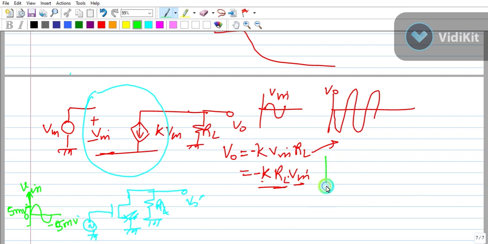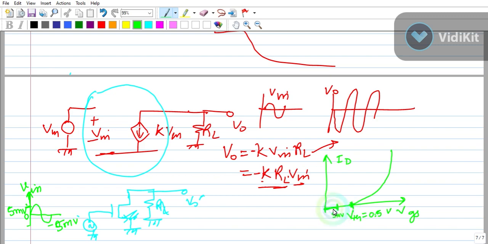Now let's make the ID versus VGS graph. ID, and this is like this. So this is VTH, 0.5 volt I'm considering. This V in will go up to around somewhere here, which is 5 millivolt. It is not reaching up to VTH, so the MOSFET will remain off.